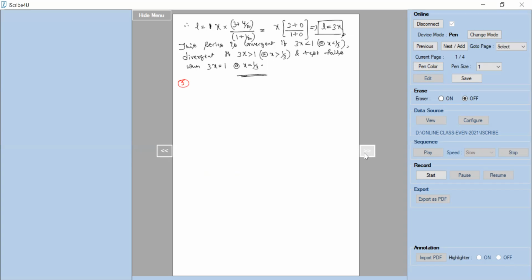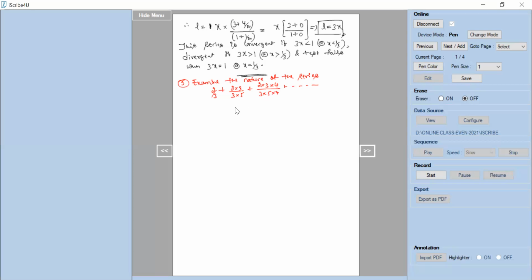I'll just write the 5th one. Examine the nature of the series. We can take this carryover series, one of the easiest ones. 2 by 3 plus 2 into 3 by 3 into 5 plus 2 into 3 into 4 divided by 3 into 5 into 7 and so on. So this is the carryover series problem, guys.